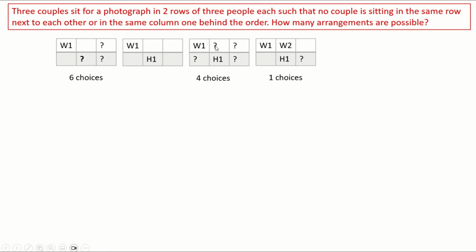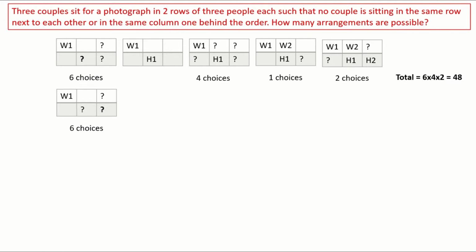If wife 2 is sitting here, husband 2 has to sit here. So there is actually only one choice. It cannot sit here. Only here you can sit, right? And in the remaining seats, the couple can sit anywhere, like the husband can sit here or the wife can sit here. So 2 choices are there. So total choices are 6 into 4 into 2, which is 48.